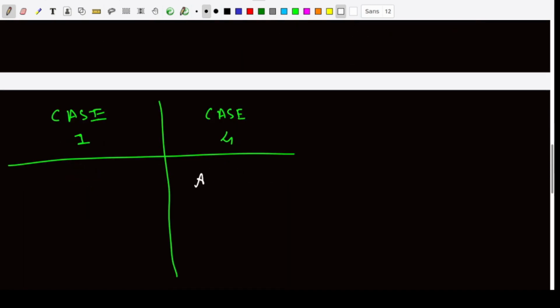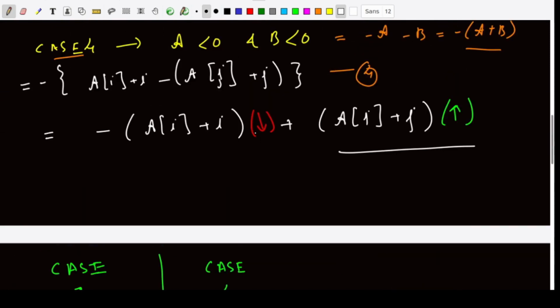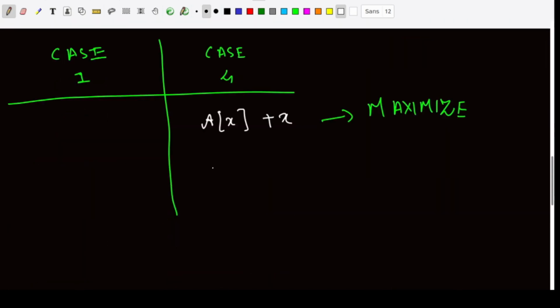So in a way I was trying to maximize a plus I. It's better to call it x. Let me rewrite it: ax plus x. This term I was trying to maximize, right? And which term was I trying to minimize? The term which I was trying to minimize is this ai plus I. So again, the same term is what I am trying to minimize also.